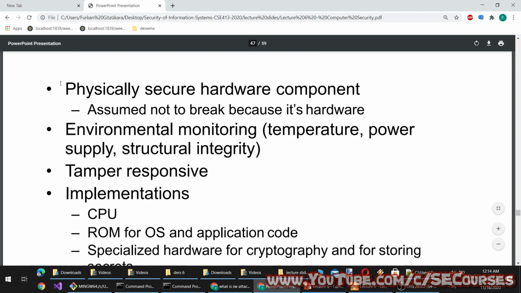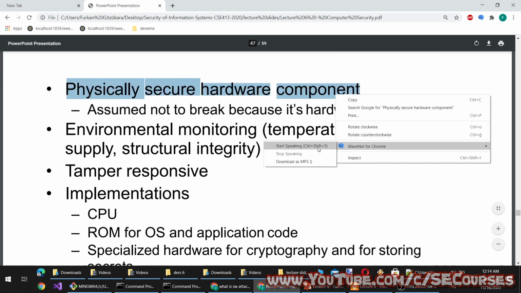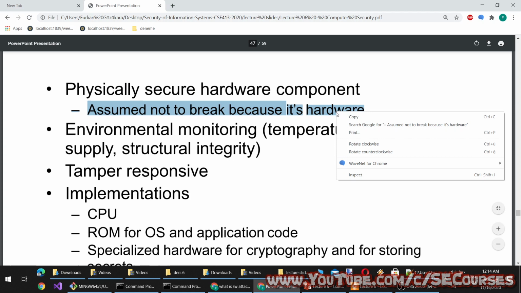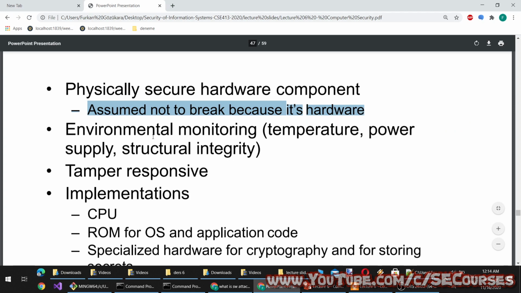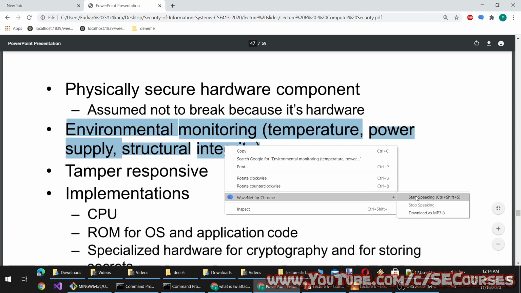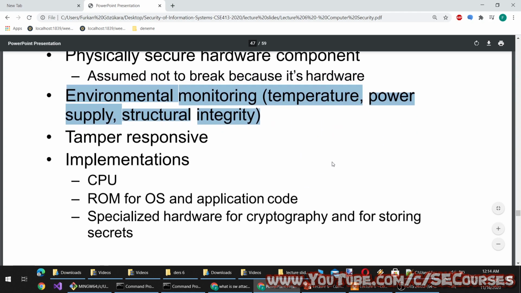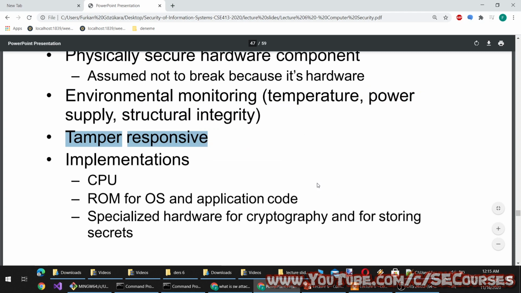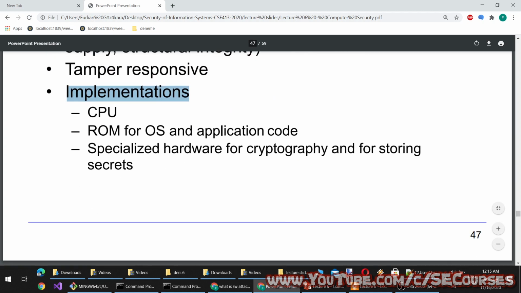Characteristics of trusted hardware. Physically secure hardware component. Assumed not to break because it's hardware. Environmental monitoring: temperature, power supply, structural integrity. Tamper responsive. Implementations: CPU, ROM for OS and application code.